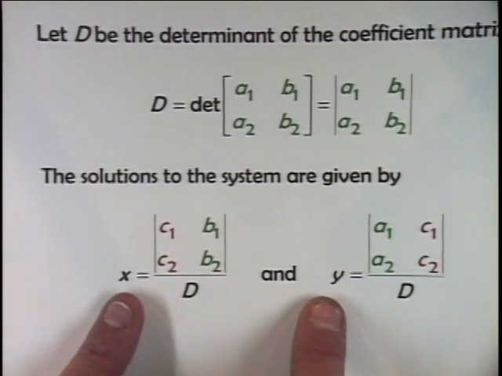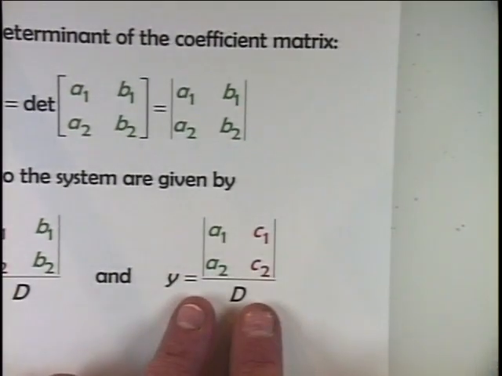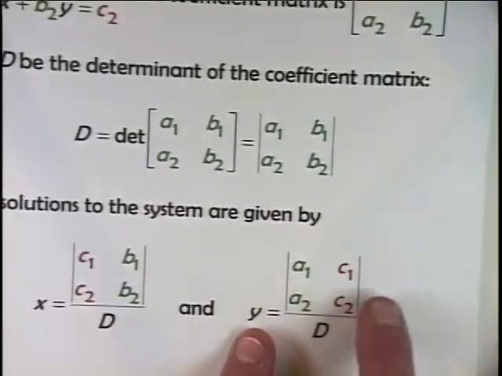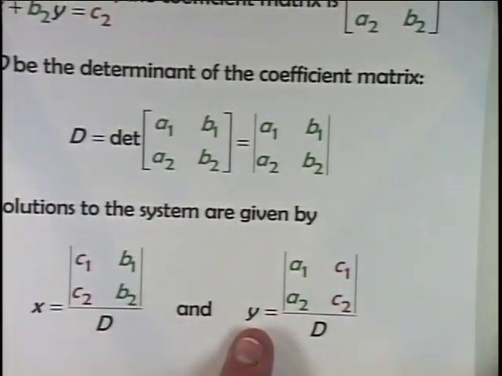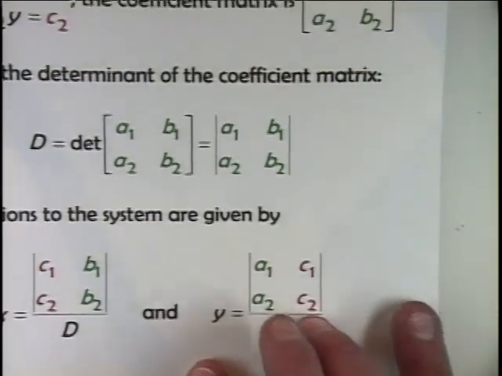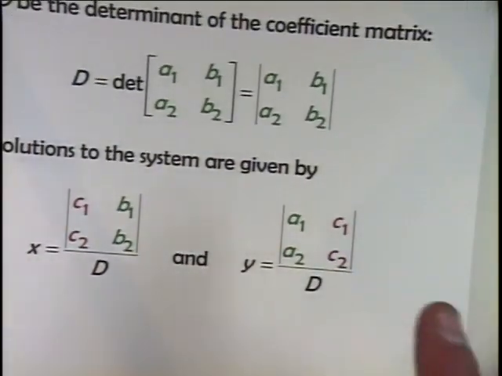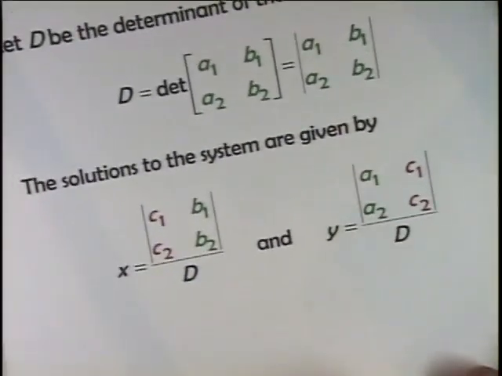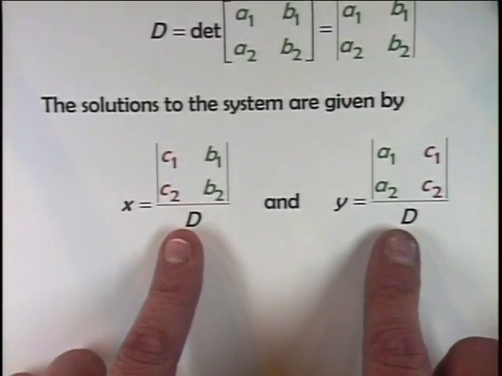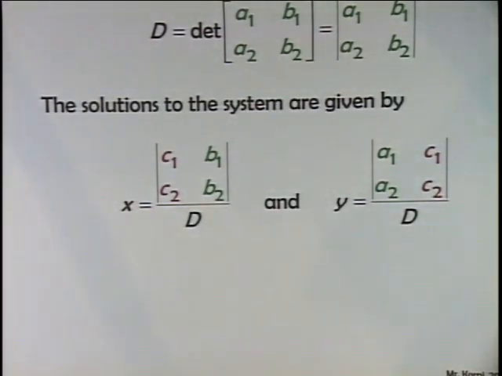To find the y's, we're going to use this formula. We're going to replace the coefficients of y's now with the constants. Okay, so all the b's get replaced with the c's, and we leave the x coefficients alone. If we evaluate that determinant and divide by the determinant of the actual coefficient matrix, we're going to get the solution to y. That's pretty neat. Now notice that if the determinant of the coefficient matrix is 0, it's going to be undefined because we're dividing by 0. Let's go ahead and give that a try.